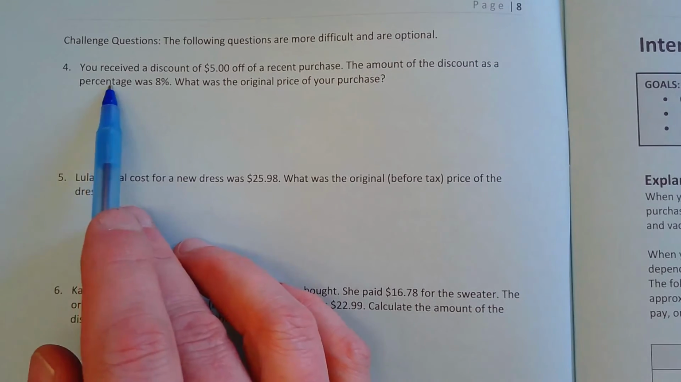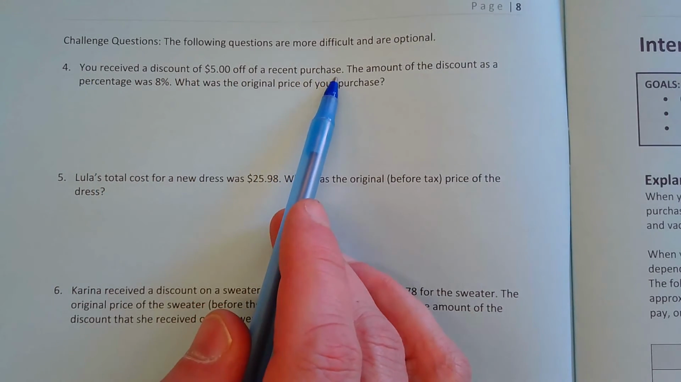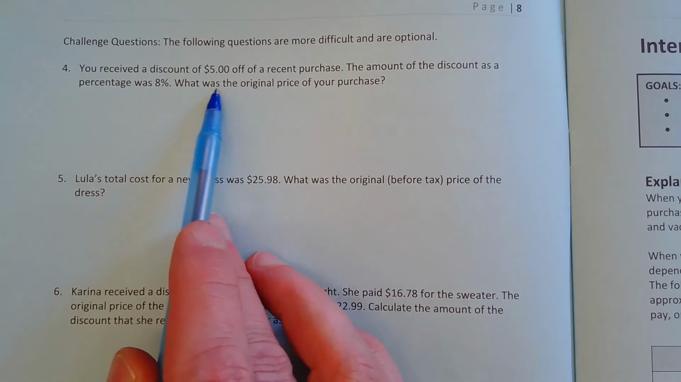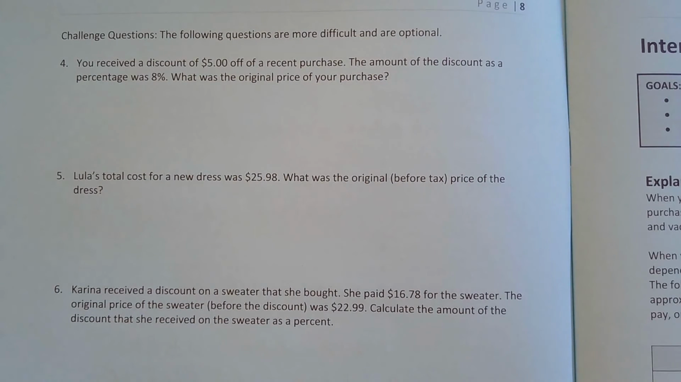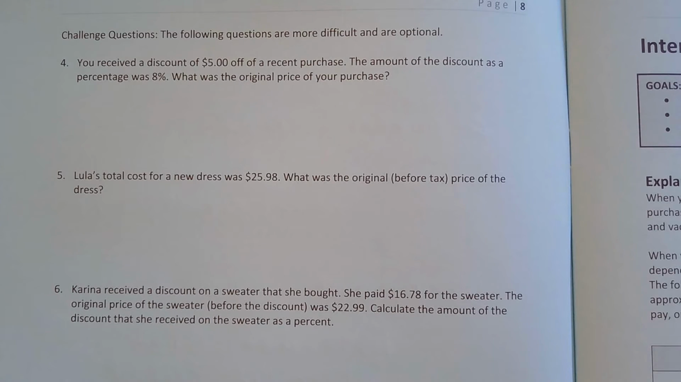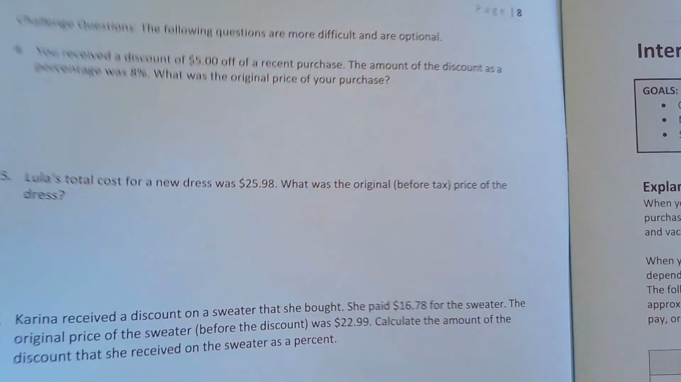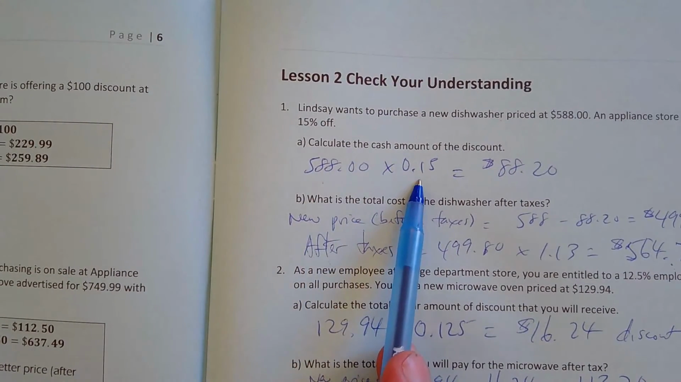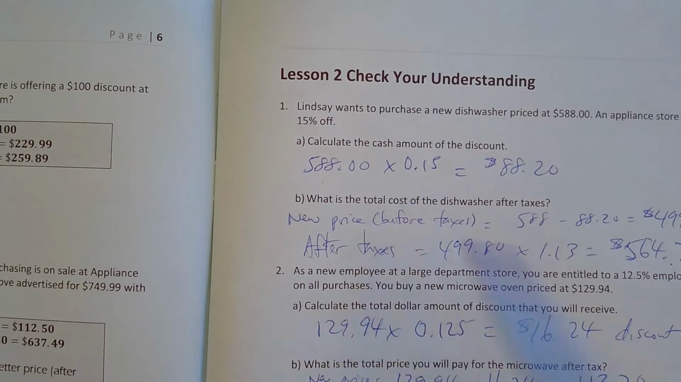Number 4, you received a discount of $5 off of a recent purchase. The amount of the discount as a percentage was 8%. What was the original price? So this one is go backwards. Normally we would have a price and we'd multiply by 1.whatever the tax amount is, and that would give us our final price. Or if it's a discount, we would just multiply by the percentage rate and get our discount. So the questions that we did here, like question 1, I just took the amount and multiplied by 1.15. But this one's going backwards.